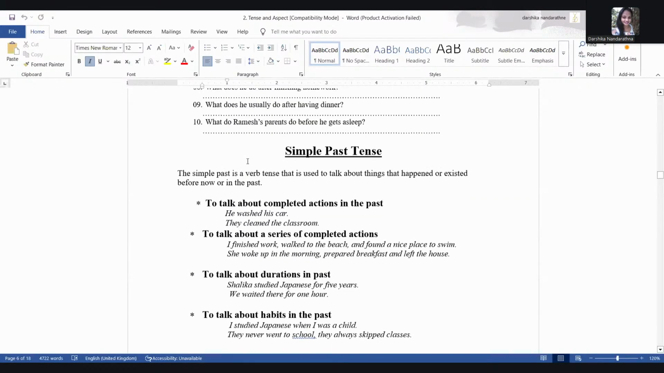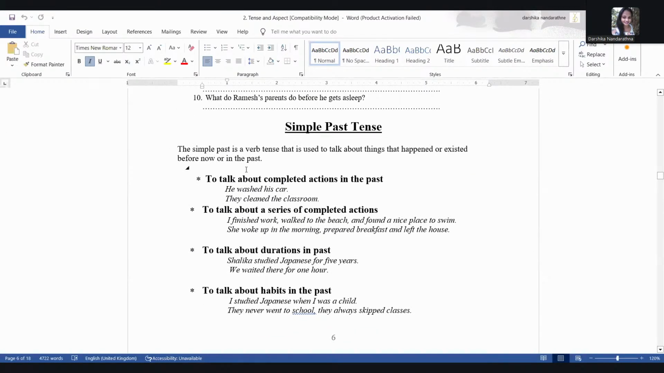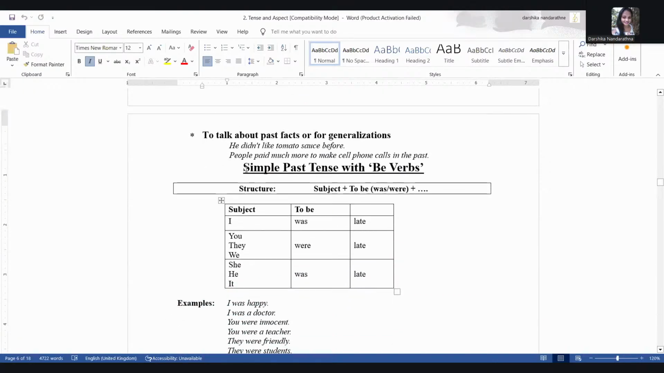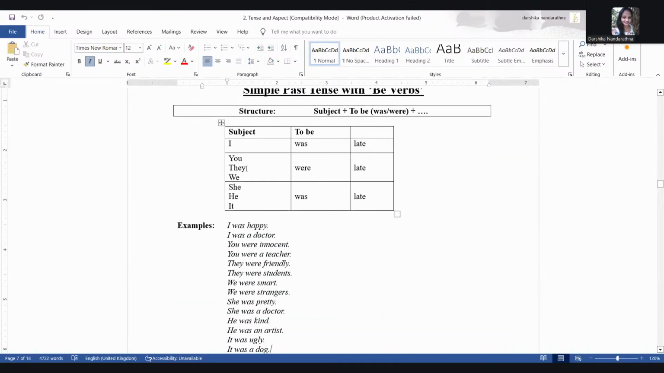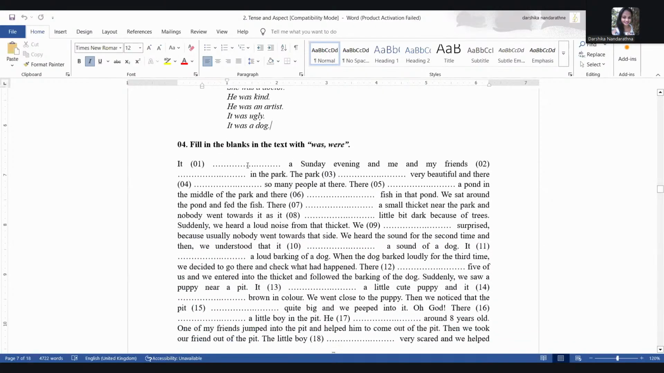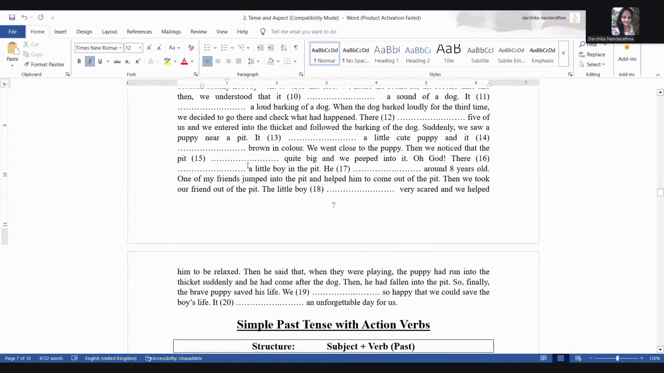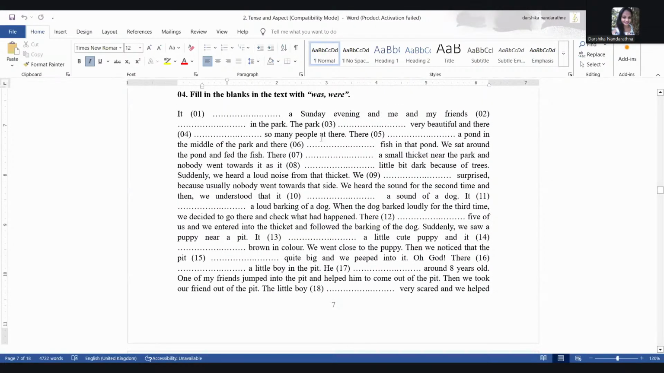So explanation is over, Putte. I explained the uses of simple past tense and simple past tense with be verb sentence structure. So if you have any questions, you can ask before we move on to this activity.